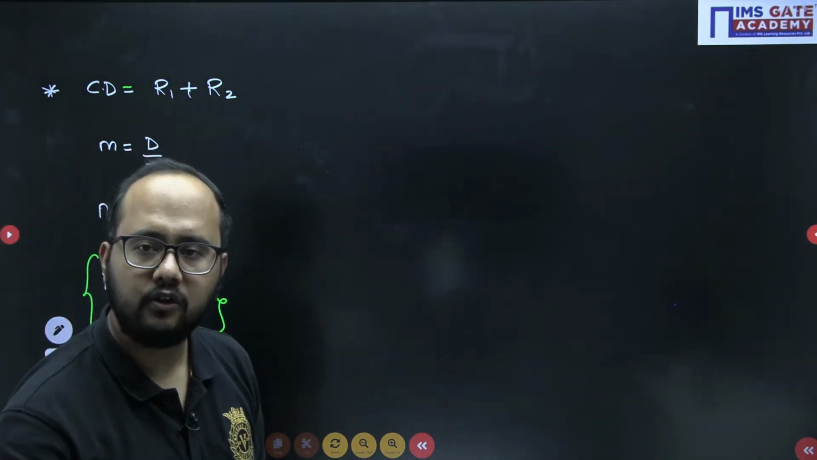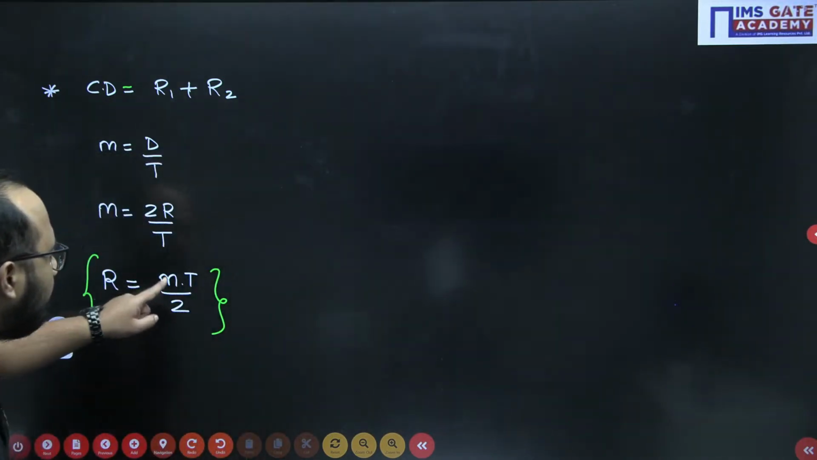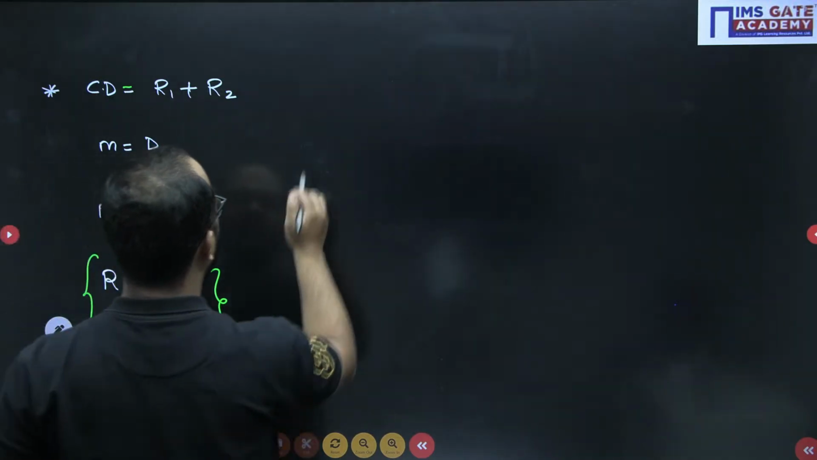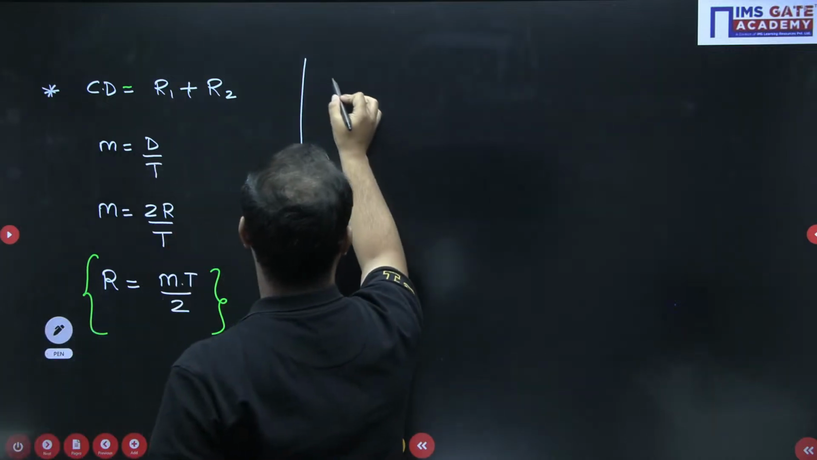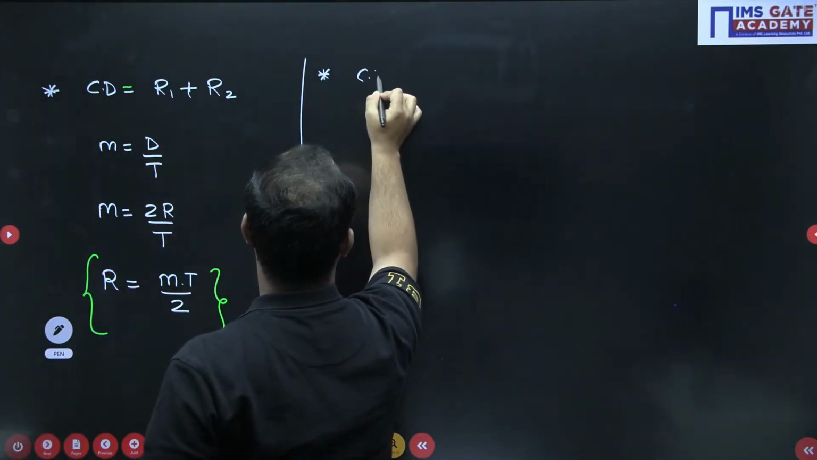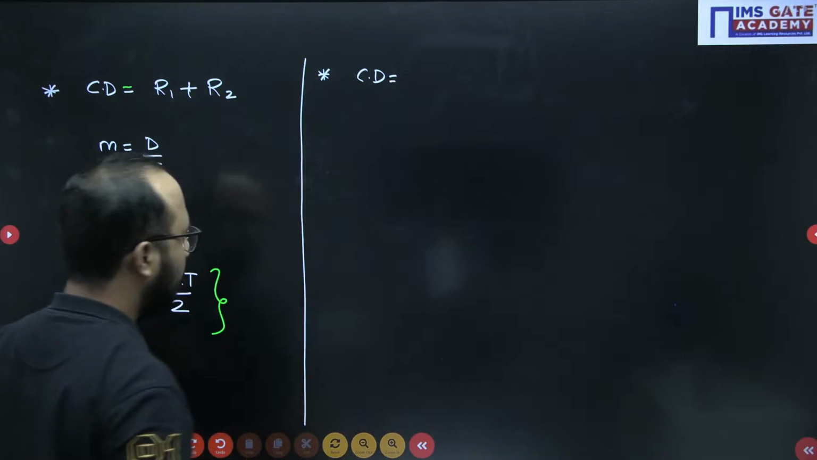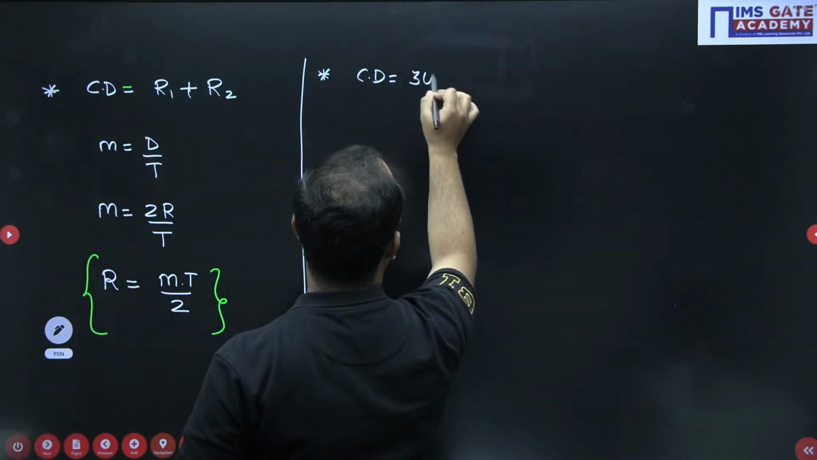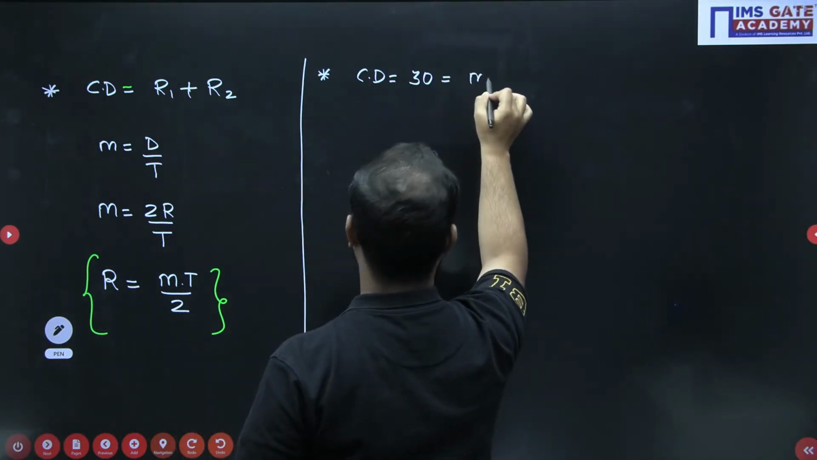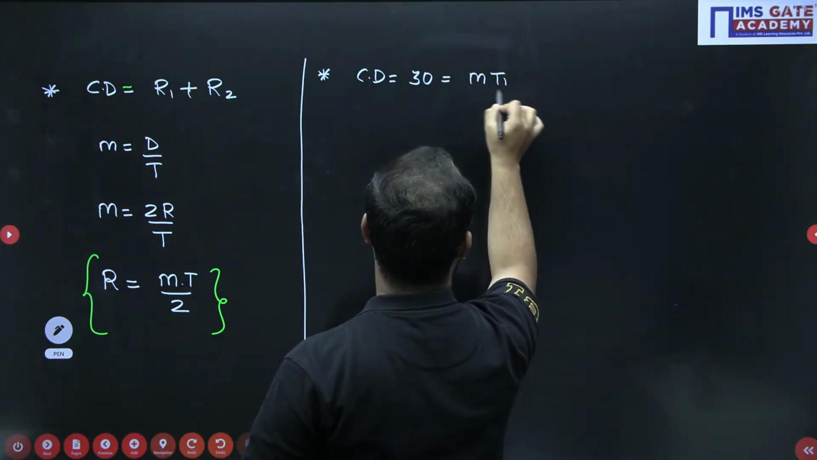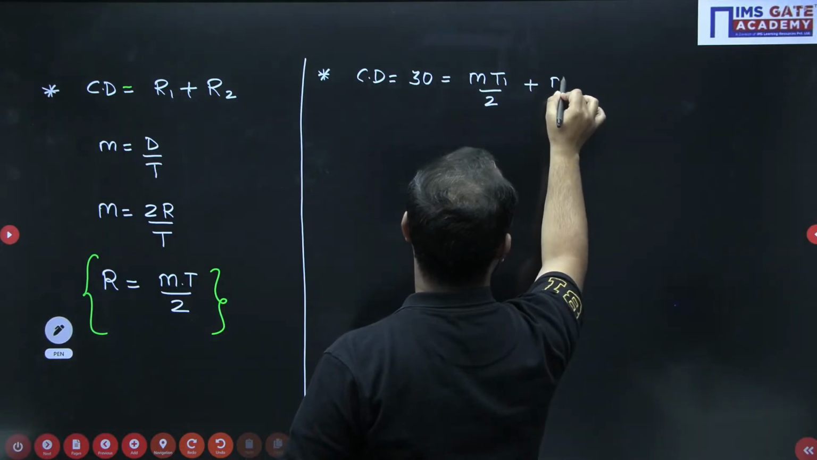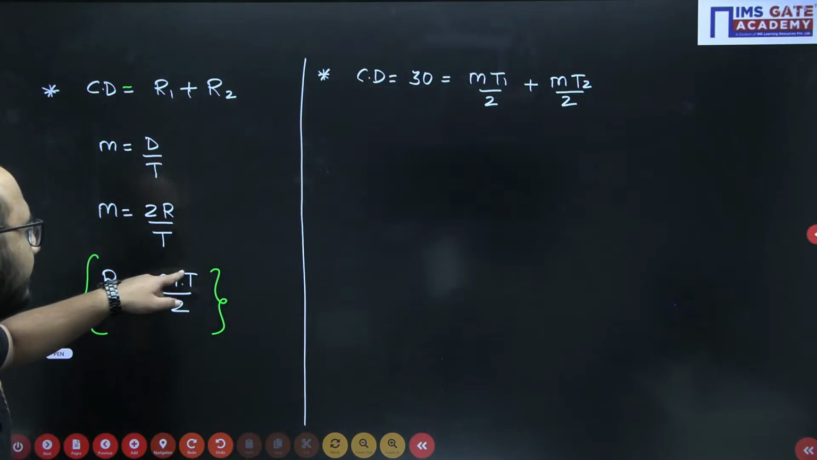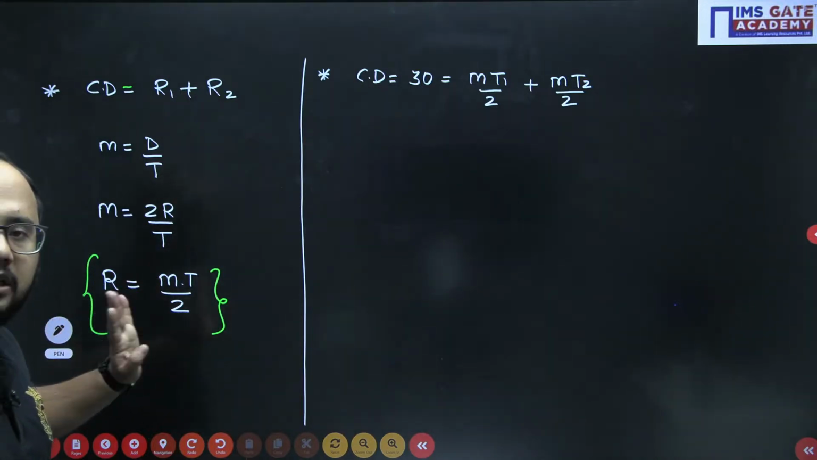This is the formula you will be getting. Radius can be written as module multiplied by number of teeth divided by 2. Now, this formula or this relation I will utilize here. As center distance is given as 30 mm apart, it can be written as m t1 by 2 and m t2 by 2. Simply, instead of R1, I can write m T1 by 2 and for R2, m T2 by 2.